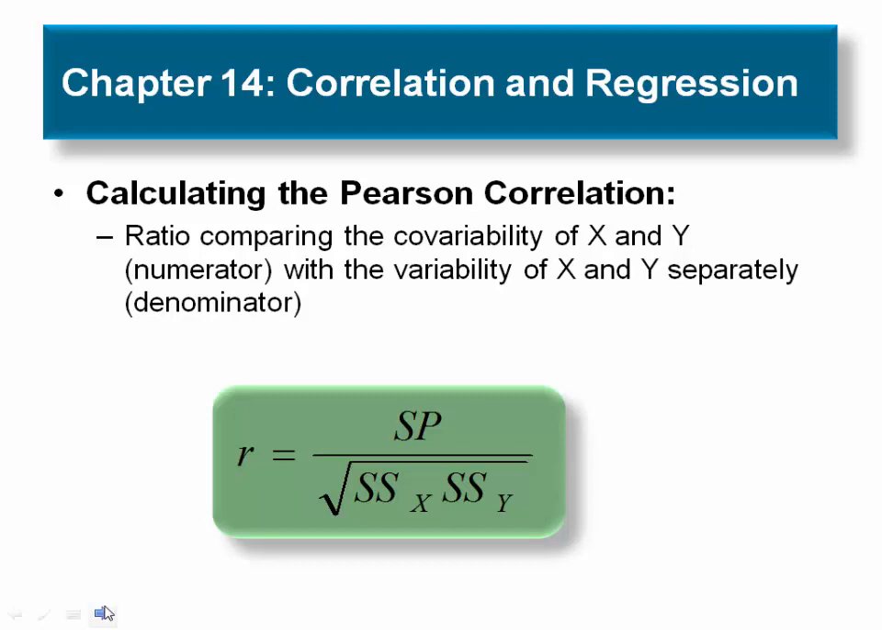The definitional formula is useful to understand SP, but we will be using the computational formula because it is mathematically easier. Remember what to do for sum of X, Y? You multiply each X value by its partner Y value, and then you sum that column of numbers.